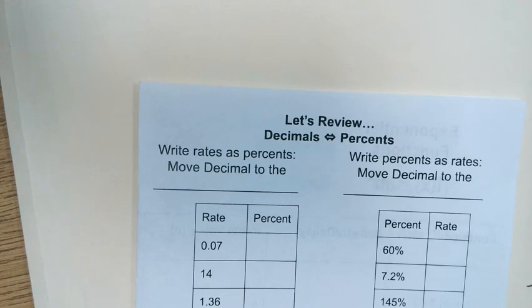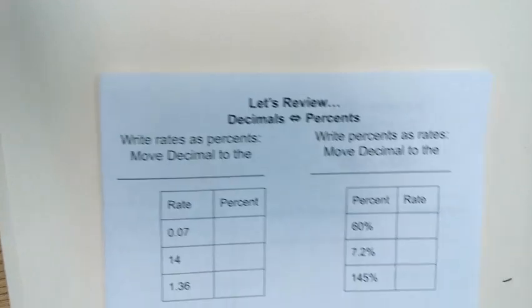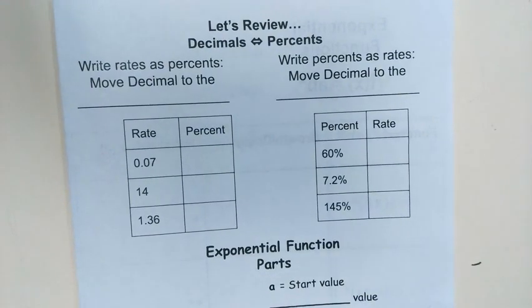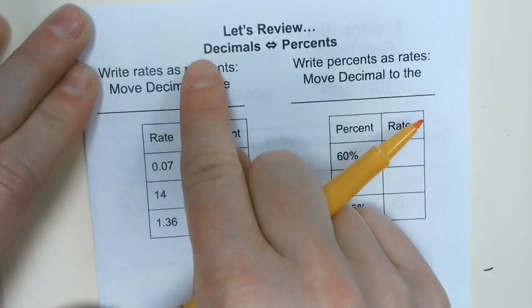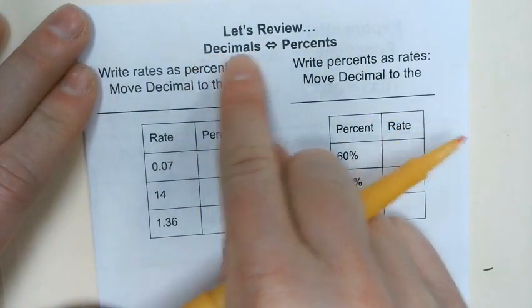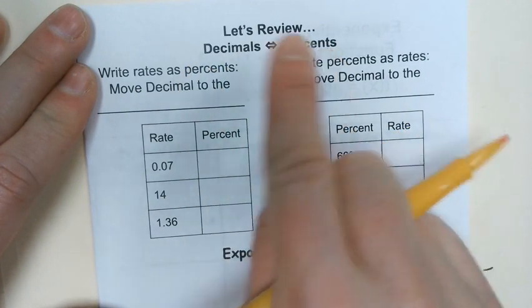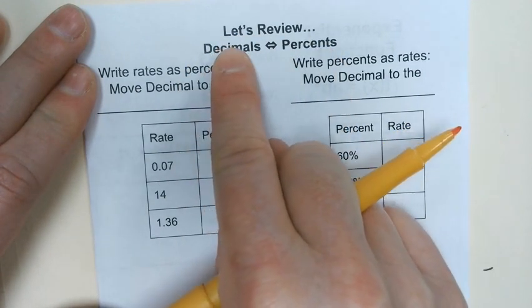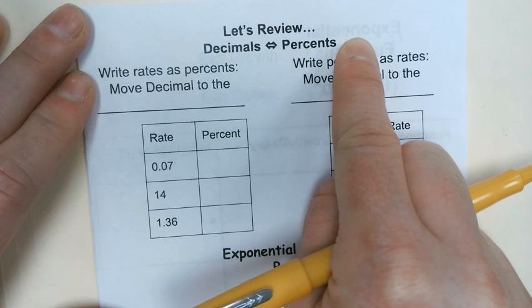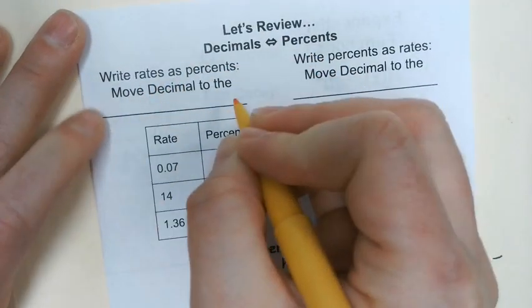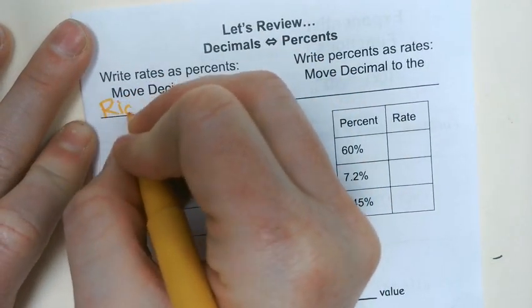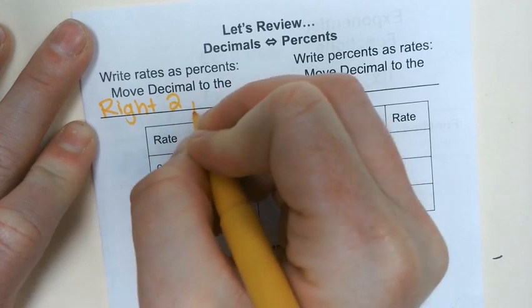So let's review before we get started. We're going to review decimals to percents, percents to decimals. Back in 7th grade, I remember teaching this as DP, decimal to percent. If you're going from a decimal to a percent, you move right. So to write rates as percents, you're going to move the decimal right 2 places.